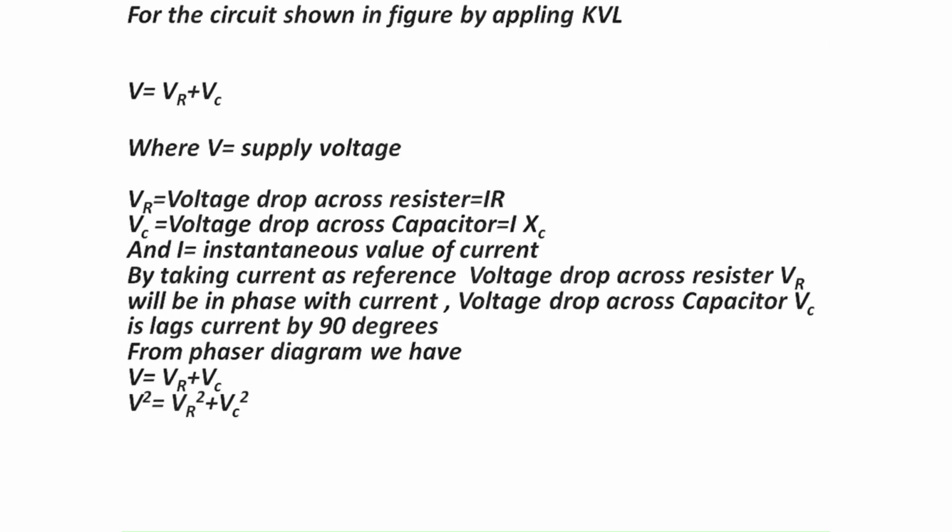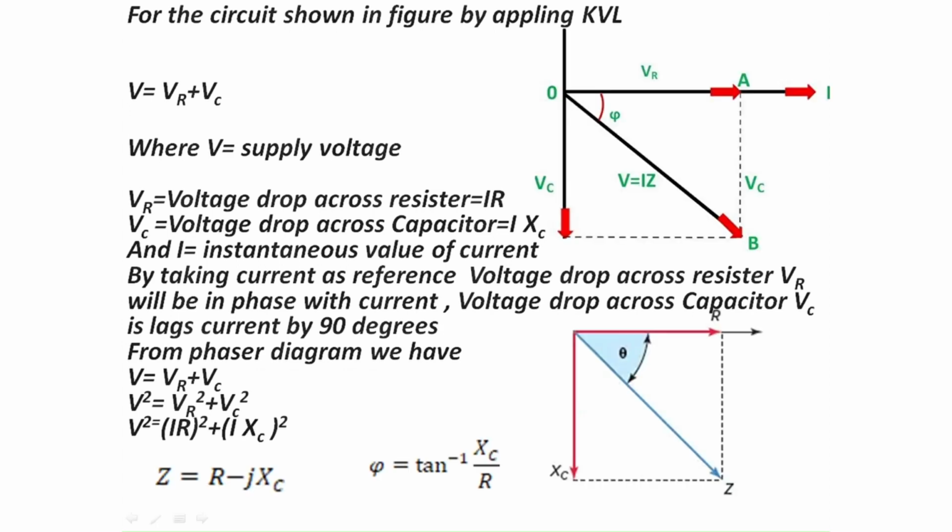voltage drop across the capacitor equals I XC, where I is the RMS value of current. While taking current as reference, the voltage drop VR will be in phase with the current, and voltage drop VC will be lagging current by 90 degrees. Therefore, the phasor diagram is as shown in figure. From the phasor diagram, we have V equals VR plus VC, which is the phasor sum, not the arithmetic sum.